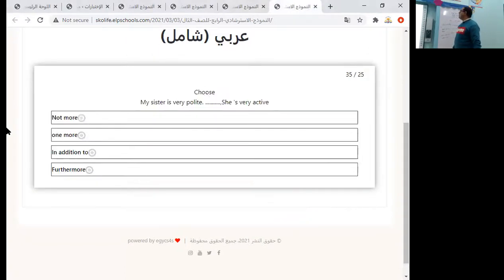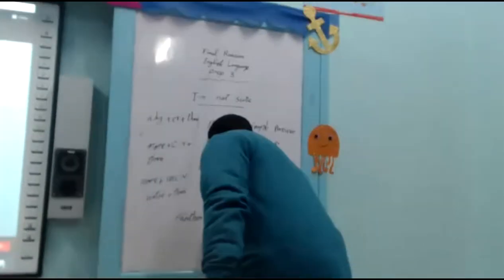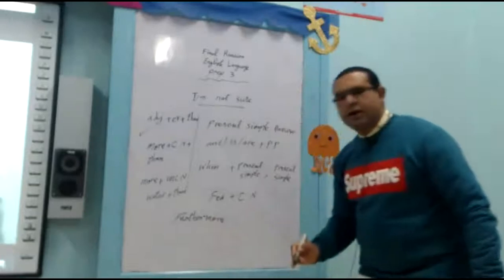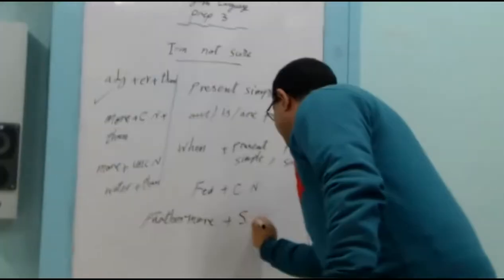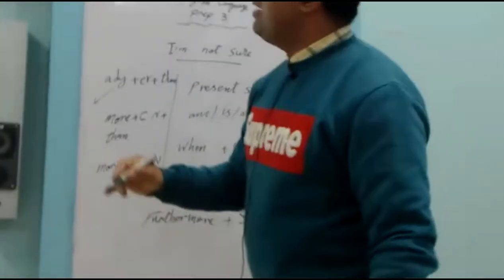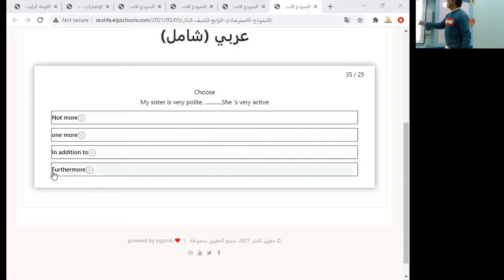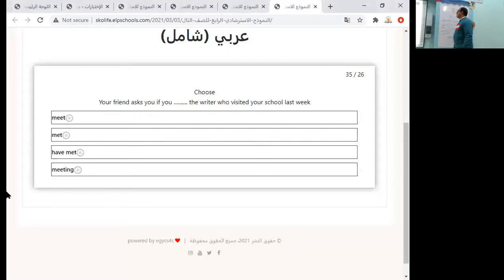Okay. My sister is very polite. She's very active. No more, one more, in addition to, furthermore. We use the word furthermore when I need to add information. It should be followed by subject plus verb. So here the answer is furthermore, because we have a subject, she is.